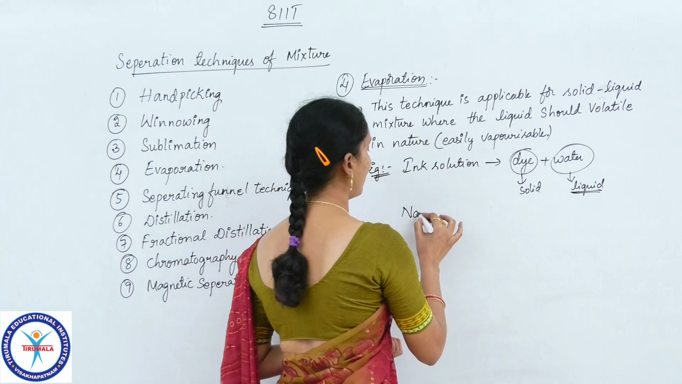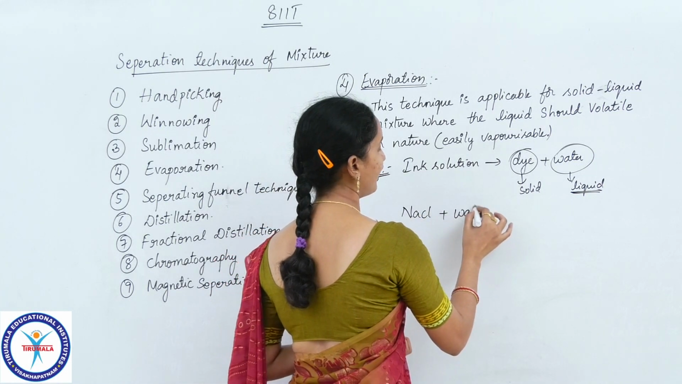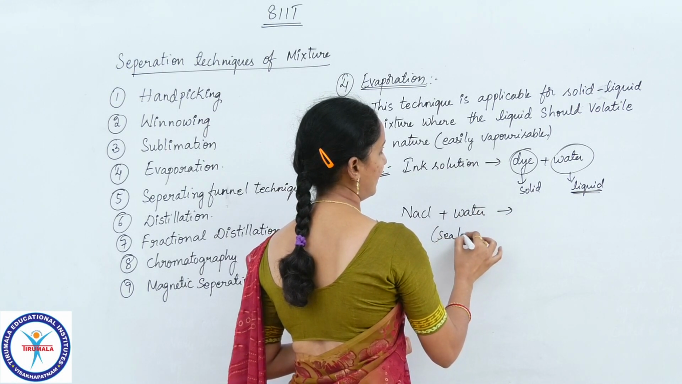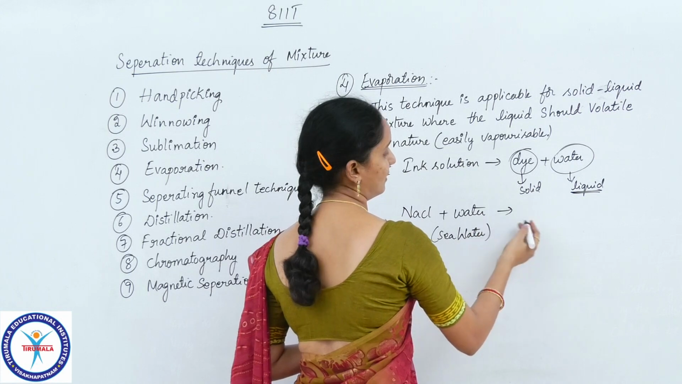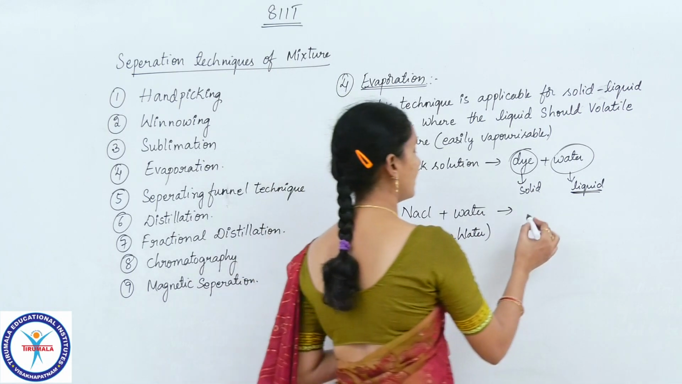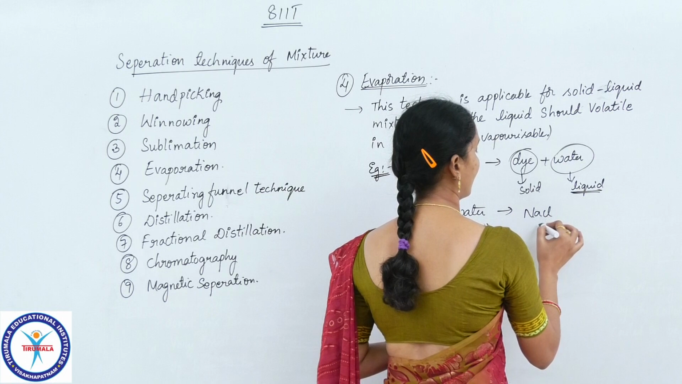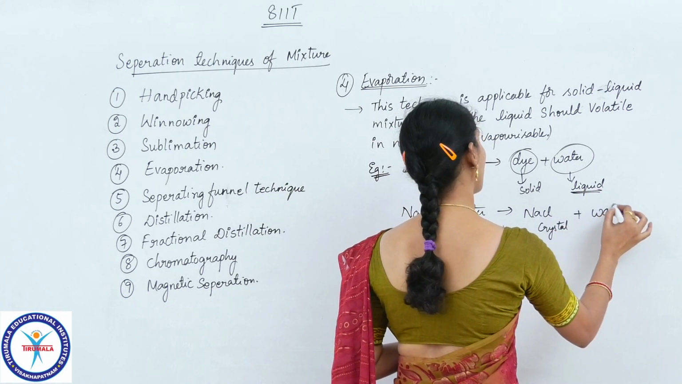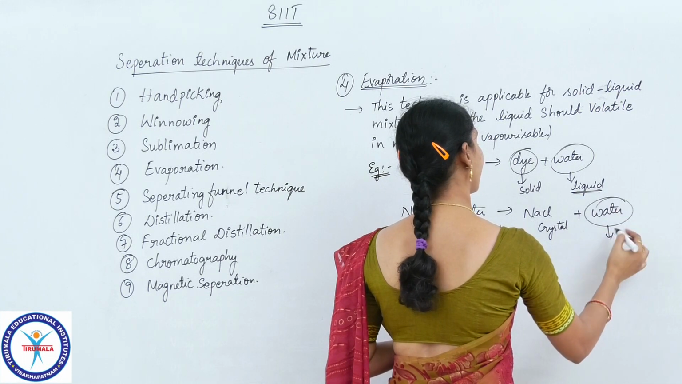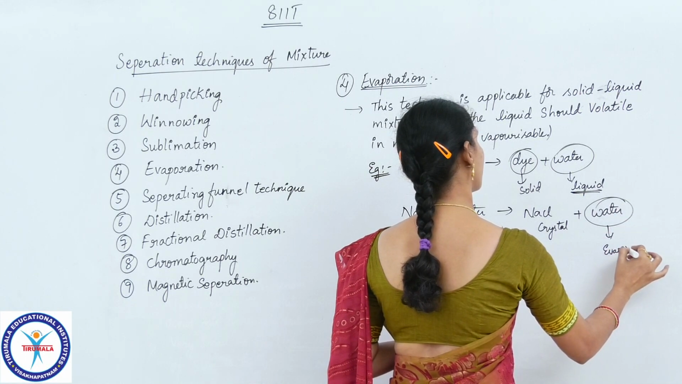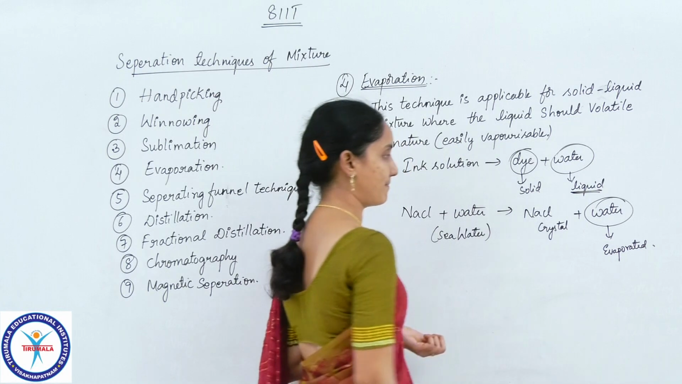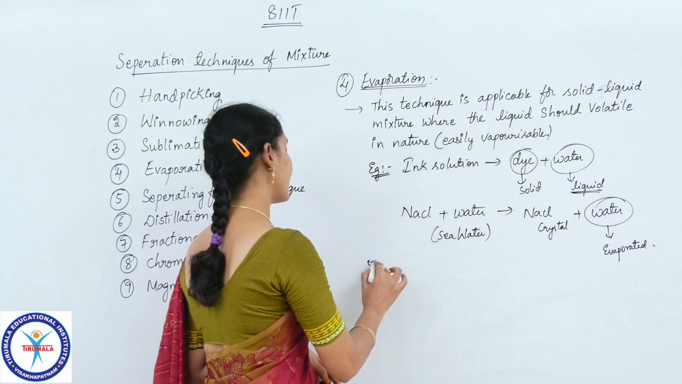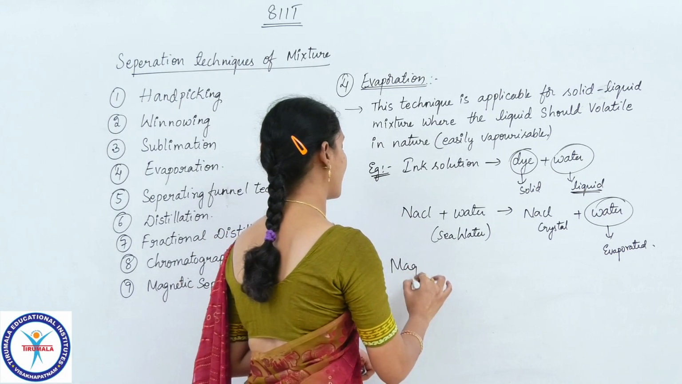Similarly, salt plus water also, common salt plus water, that is sea water, is generally used for the evaporation technique only. Here NaCl crystals will be left over and water will be evaporated. So this mixture can also be given as an example for the evaporation technique, children. And the next important technique is magnetic separation, children.